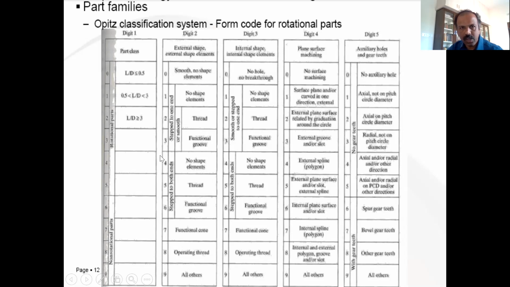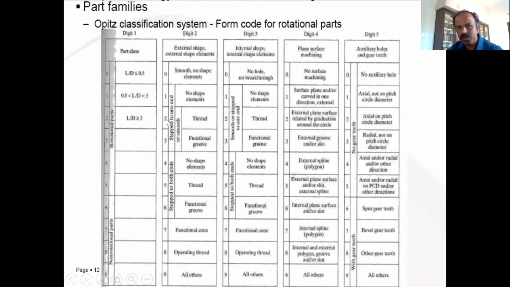Now, 1, 2, 3 is stepped to one end. Okay, that means there is a stepped shaft. The step is to one end, that is, larger diameter to smaller diameter. In that case, 1 is no shape element, that means the shaft is just plain.